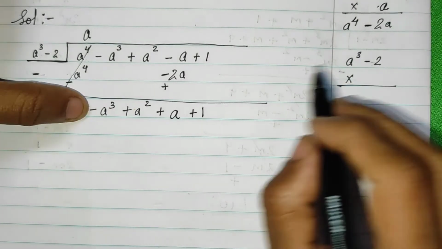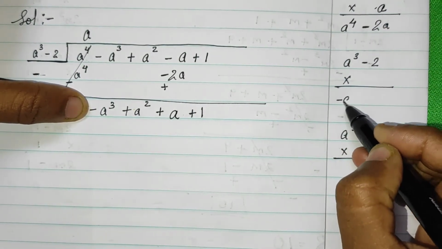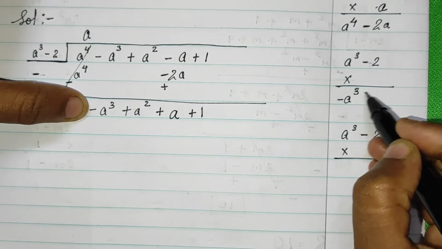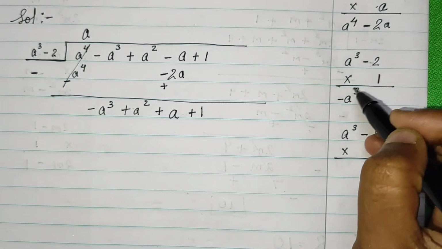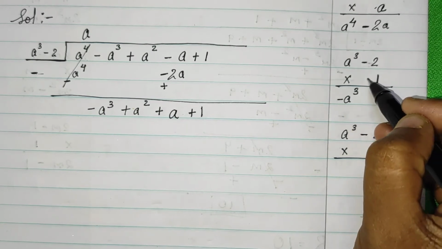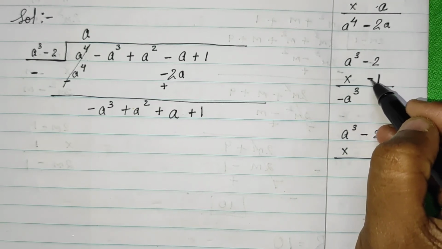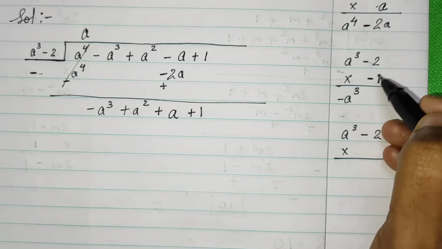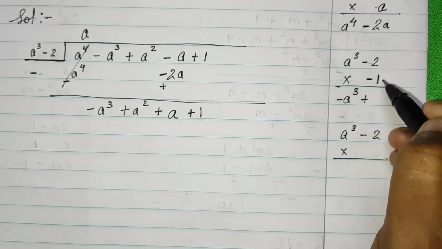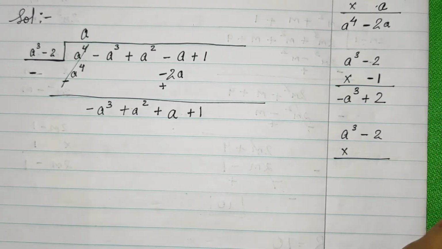So again we will see. Now the first term we need is minus a cube. A cube we already have. We will take 1, but we need minus, so we will take negative. So minus into plus minus, 1 into a cube. Then minus into minus plus, 1 2s are 2.